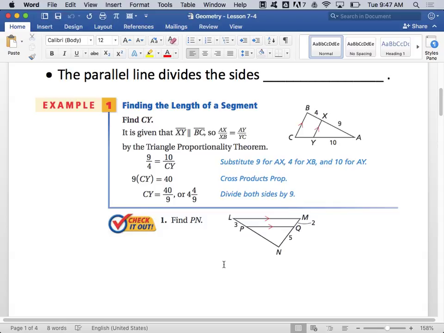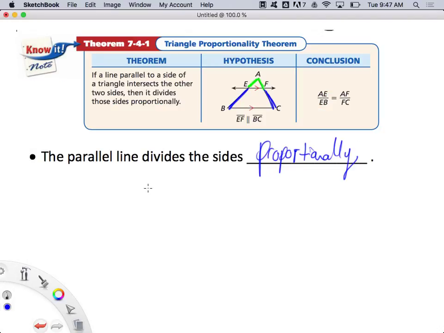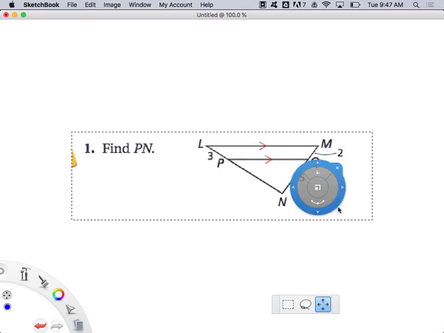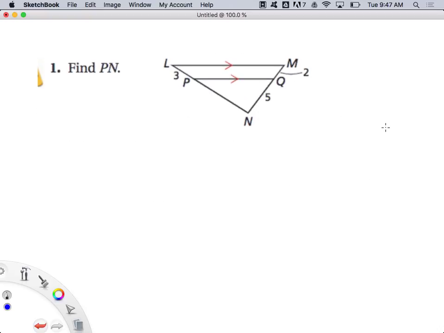What's an example of that? Well, it gives you an example right here. So you can take a look at that on your own. But here's an example right here. Okay, I've got a parallel line. So this is my green part. This is my blue part. It asks for PN, so I'll call that x.